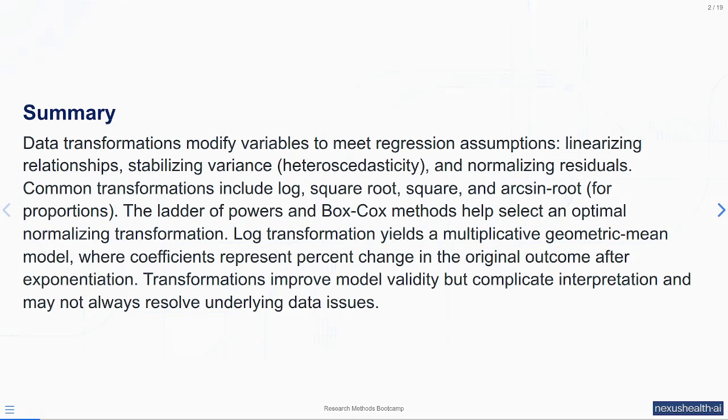So for example, log transformation will give us a multiplicative geometric mean model, and in this case the coefficients will represent percentage change in original outcome after exponentiation. So transformations may improve model validity but complicate interpretation, and they may not always resolve the underlying data issues.